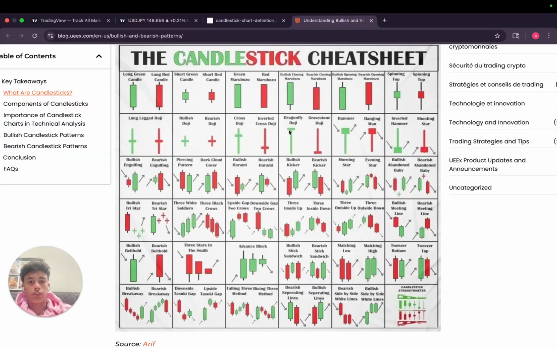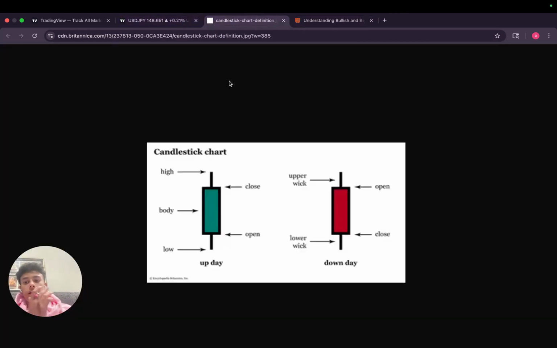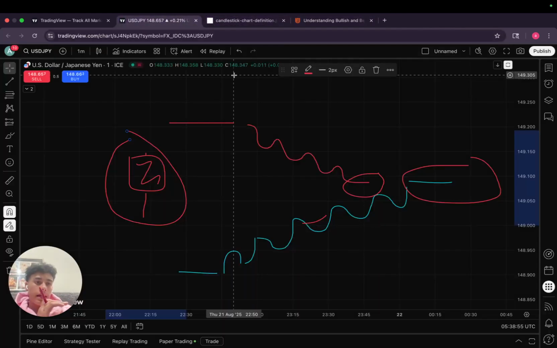Then especially the dojis, these cross dojis you'll notice a lot with break of structure. You'll see some of these too. And then these are very common. Some of these you won't really see much. Again, the candlestick chart, and that is a wrap.